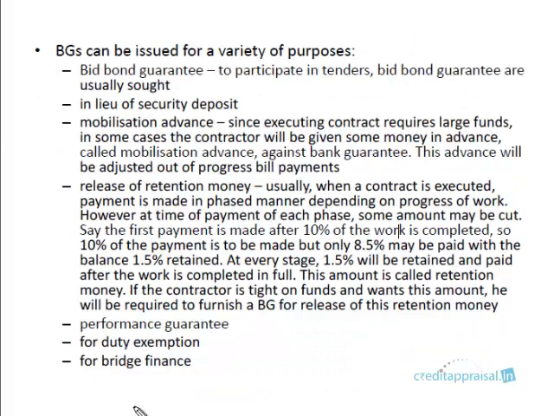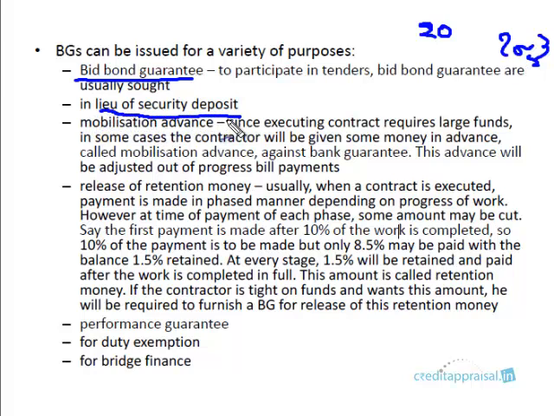So why are BGs issued? BGs are issued for a variety of reasons. There's something called a bid bond guarantee. In contracts, it's normal practice to participate in tenders. It's not that if a party bids for 20 tenders, it'll get each one of them. Maybe it'll get some two or three. So it'll keep on bidding. For bidding in a contract, they have to furnish something called a bid bond guarantee. So that could be one purpose of a BG.